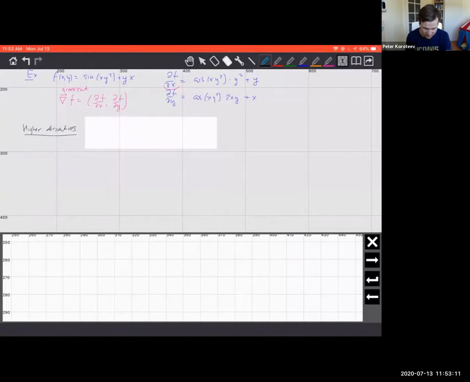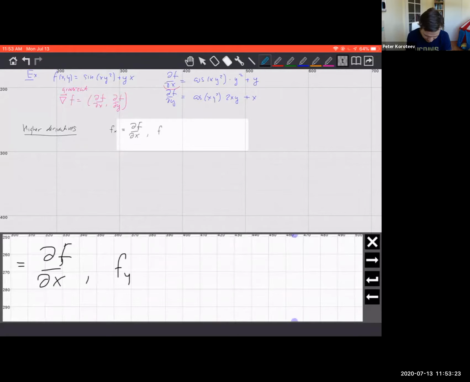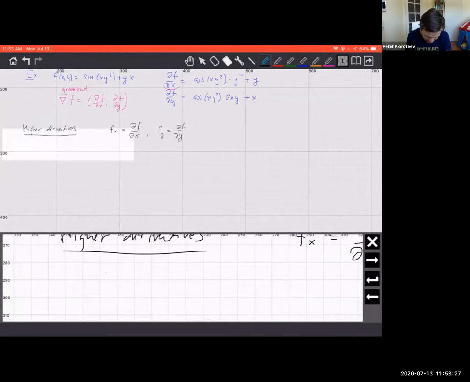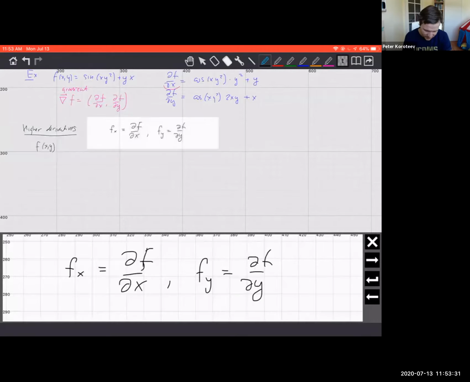So we had partial derivatives, f_x, which is df over dx. And the same, we had f_y, which is df over dy. Again, let's assume that f(x, y) is just a function of two variables where these derivatives exist, where those limits exist. Now, we can differentiate further, right?